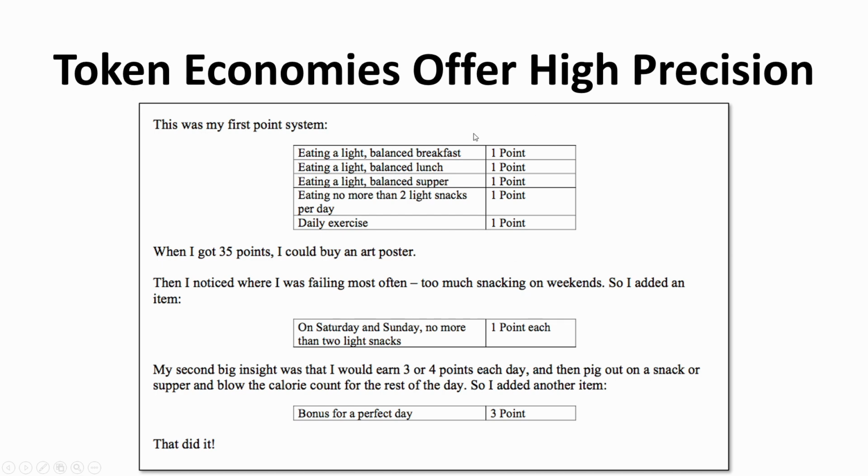So they kept track of their points, but they noticed after a little while of using this system that they were failing a lot of the time. They were snacking too much on the weekends. So what they did was add an extra item. If on Saturday and Sunday, on the weekend, they had no more than 2 light snacks, they could earn 1 extra point.